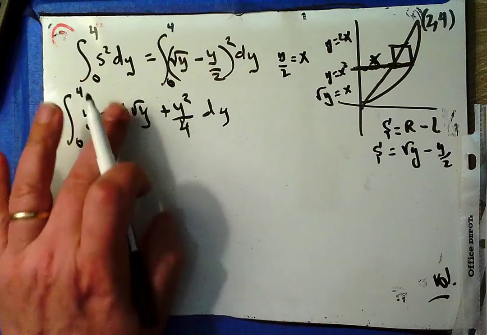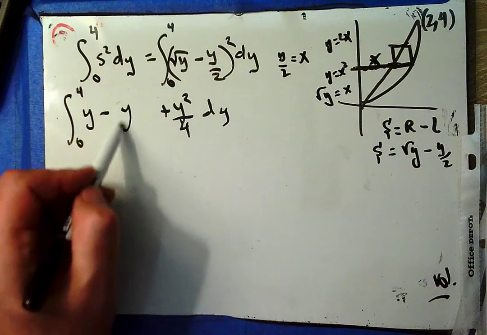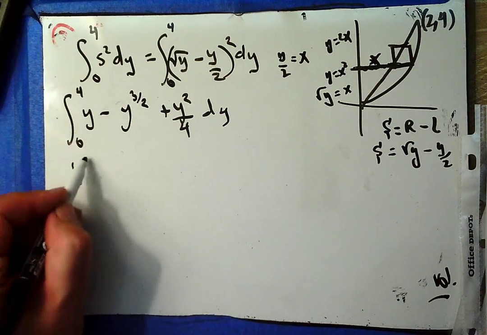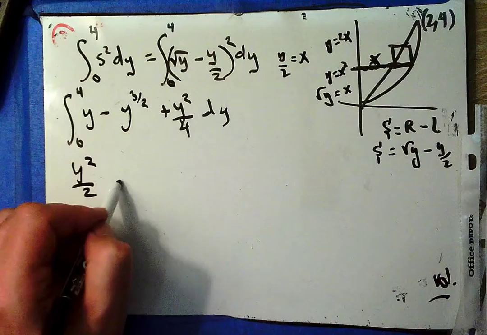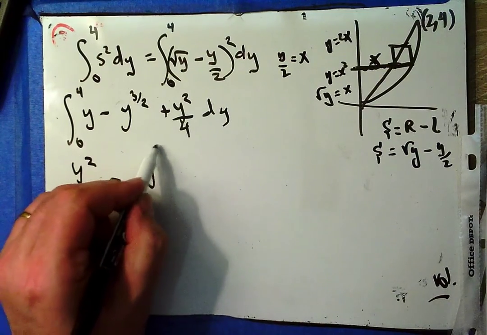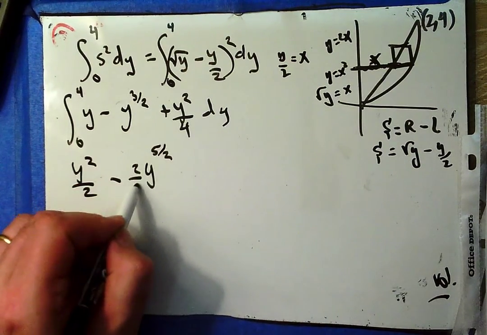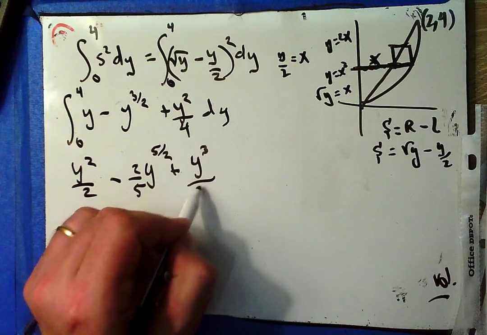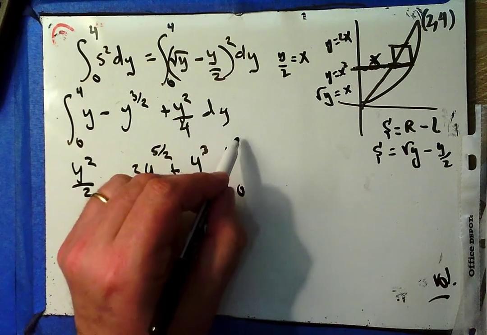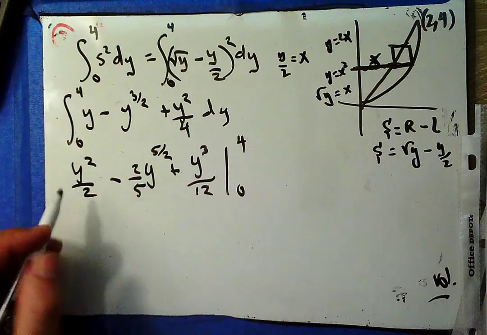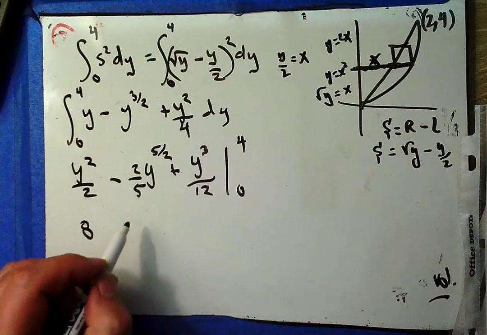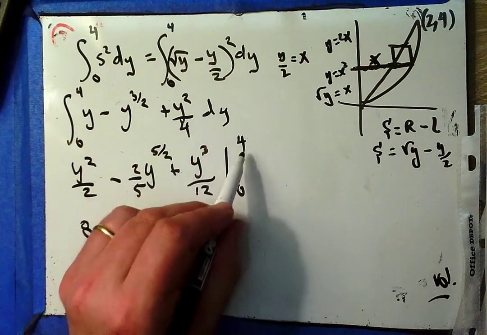So this is y to the 3/2. And now I need an antiderivative. I get y squared over 2 minus y to the 5/2 with a 2/5 in front plus y to the 3rd over 12, and I'm going from 0 to 4. So I've got 4 squared is 16 divided by 2 is 8. Square root of 4 is 2.